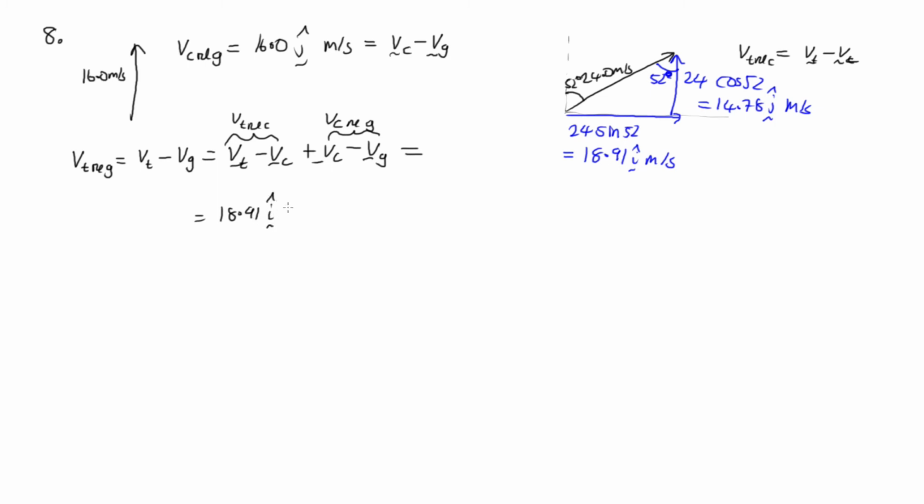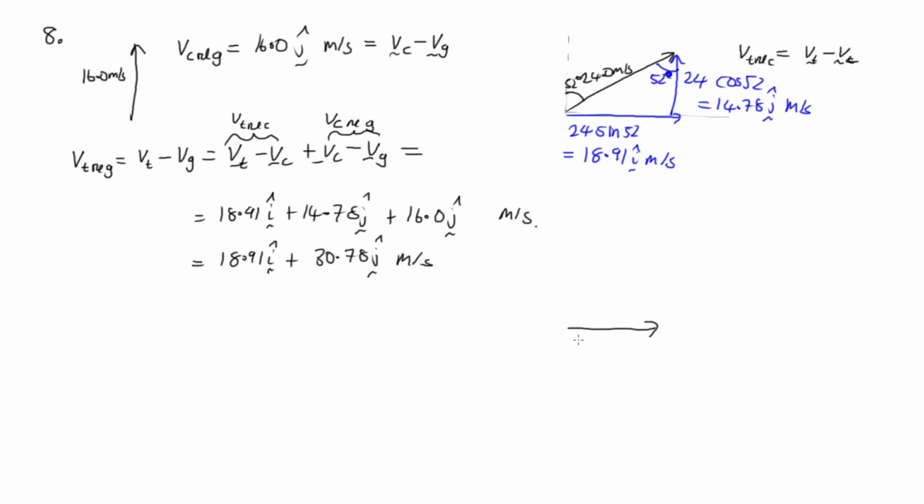So we can write, well, the velocity of the truck then is 18.91 I plus 14.78 J, and then we've got plus the velocity of the car relative to the ground, which is 16.0 J, and this is meters per second. And so adding the J components together, we've got 18.91 I, and then in the J direction we've got 14.78 plus 16, and when we add those we get 30.78 J meters per second. Okay, so now we've got the velocity of the truck relative to the ground as components. Let's work out what the magnitude and direction is.